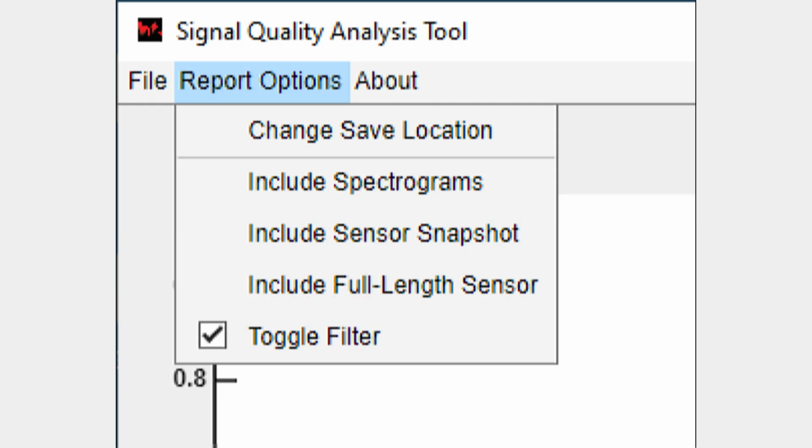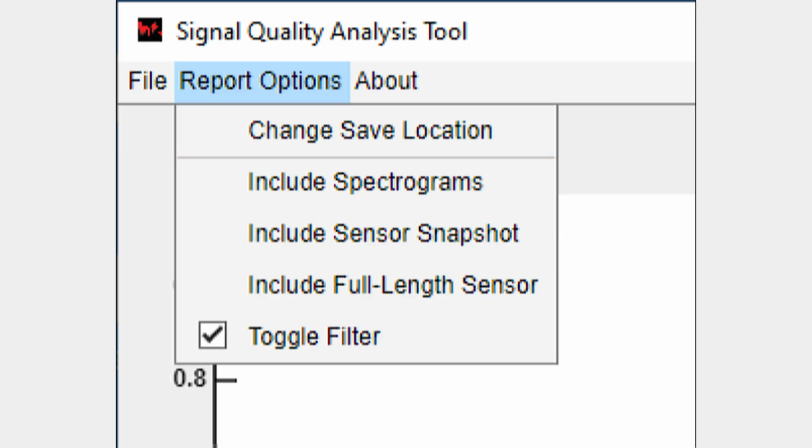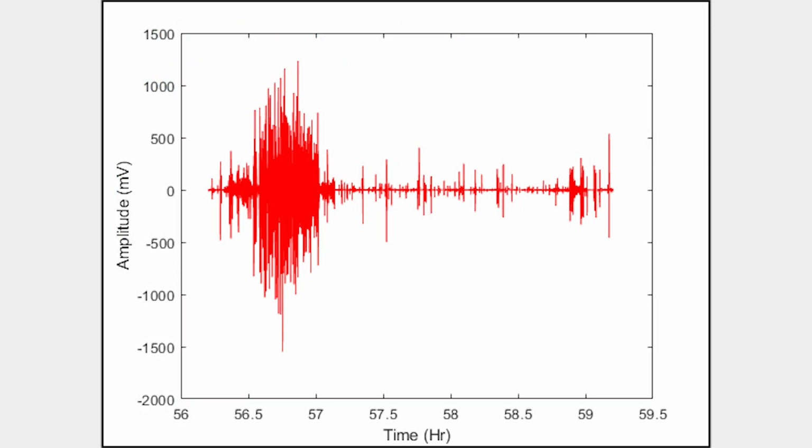To generate graphics to help assess SNR, make sure the option to include the spectrograms and sensor snapshot are included. The best indicator of a sufficient SNR for the classifiers to work properly is being able to observe breathing signal patterns in the spectrogram over large blocks of inactivity. Now let's generate the graphics to analyze this segment.